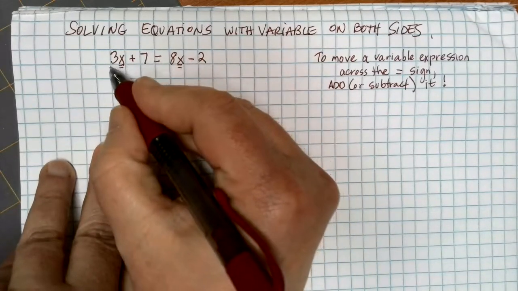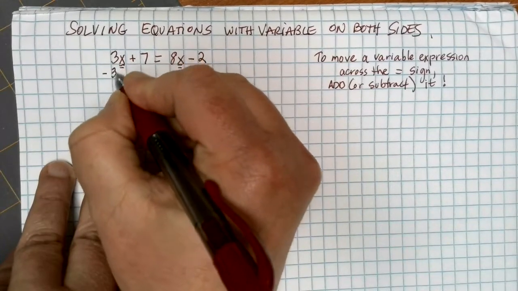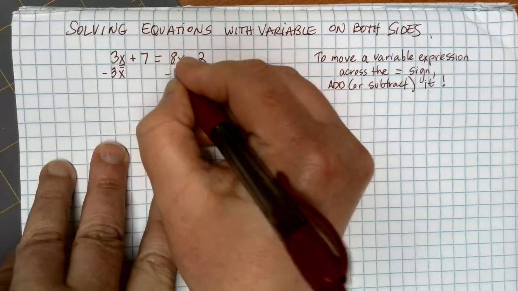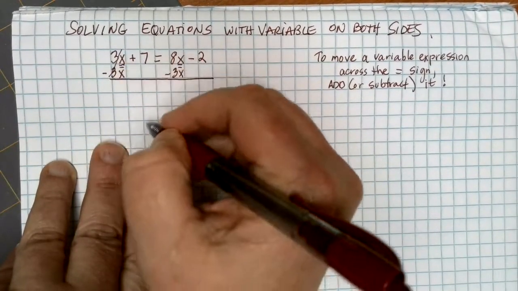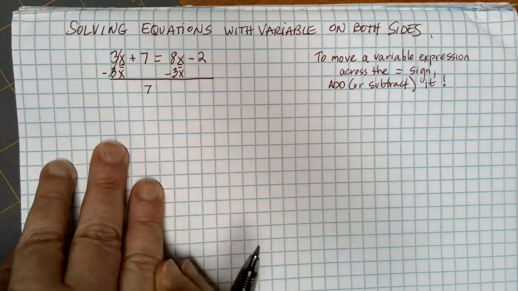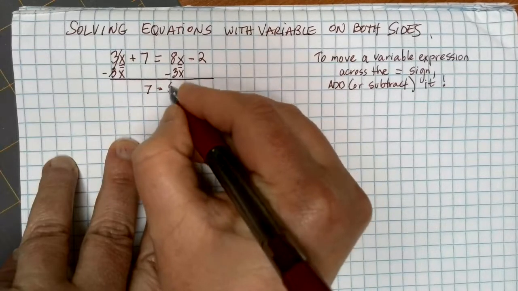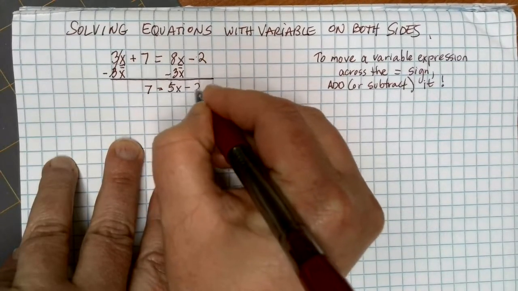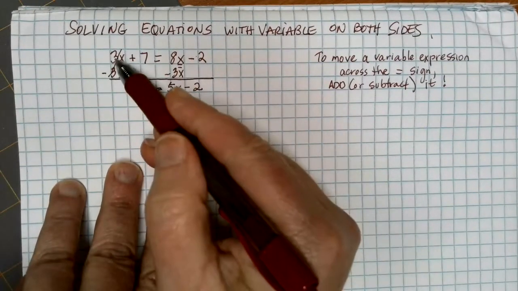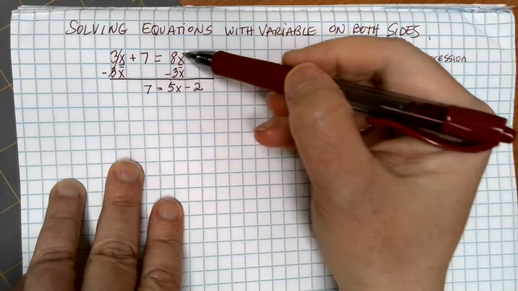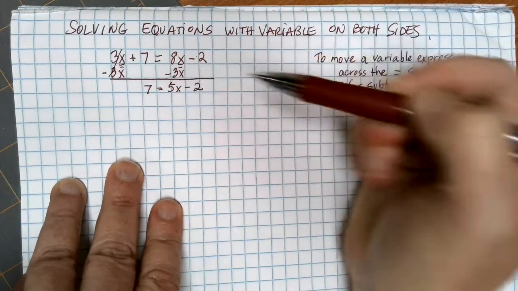So in this case, I would rather move the 3x over to the side with the 8x because that'll keep it positive. So a positive 3x, so I'm going to subtract 3x from each side. Here, 3x minus 3x is gone, and I'm left with a 7 behind. On the other side of the equation, I have 8x minus 3x, which is 5x, and I still had that minus 2 that I haven't done anything with yet. But what I've managed to do here is move the x expression over. Now, once they're on the same side, I can actually combine them. So 8x minus 3x gave me that 5x.